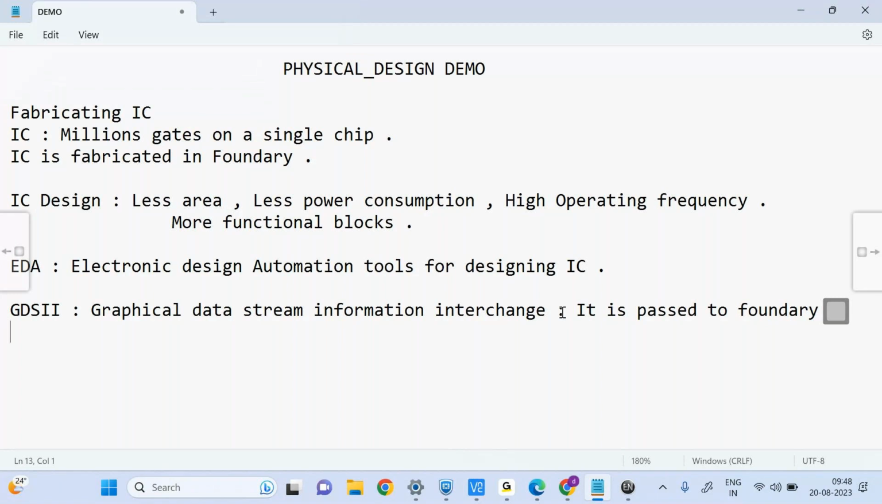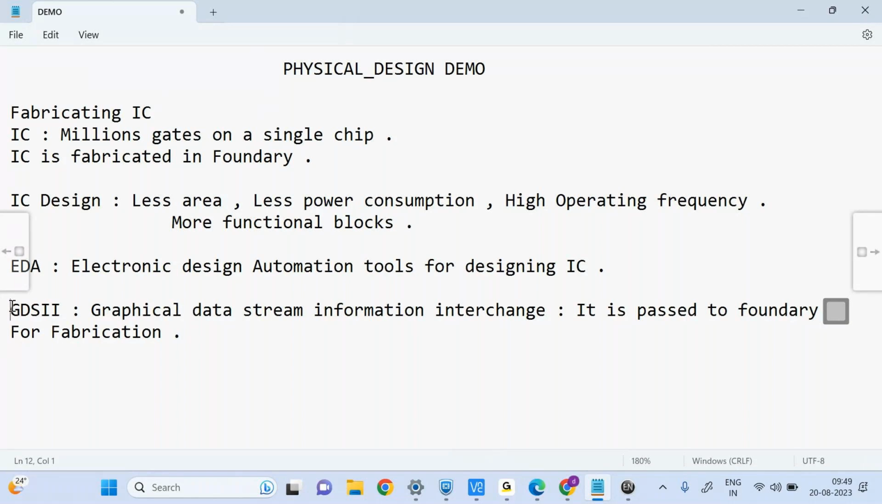For fabrication, the design team is designing through electronic design automation tools. After designing, we will generate a GDS file, and this GDS file will be sent to the foundry for fabrication. This is what the foundry can understand. Can the foundry understand our gate level diagrams, or our Verilog or VHDL code? My foundry can understand only this one. What is this? GDS.